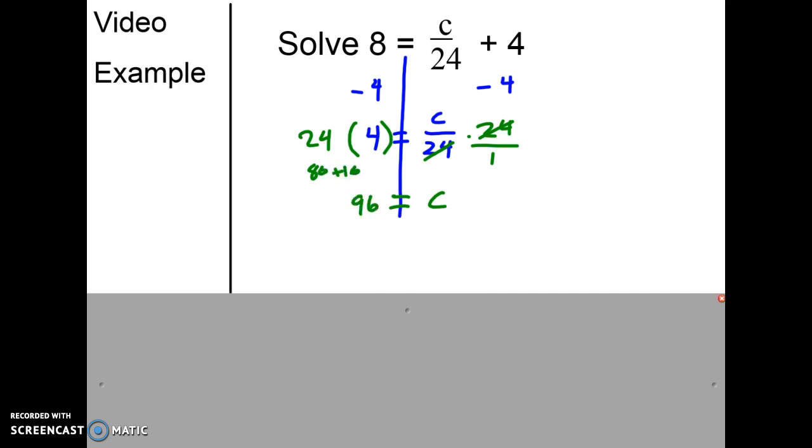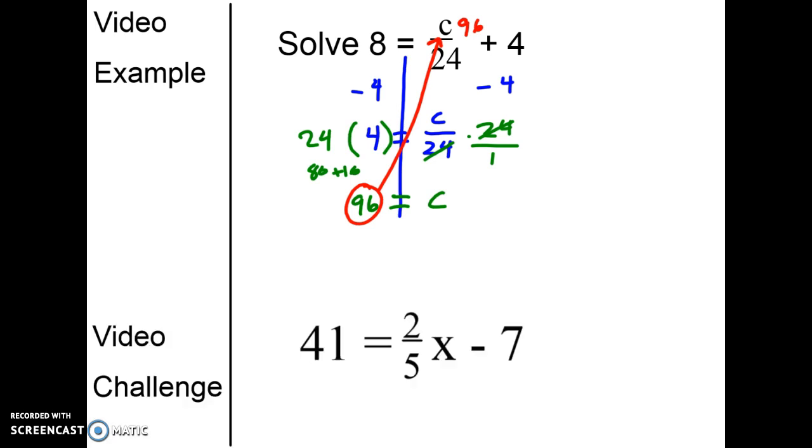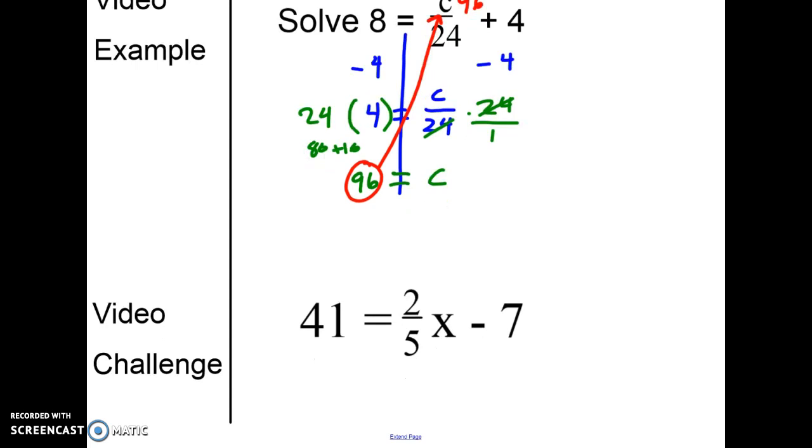And this one you're definitely going to want to make sure you plug in right here. 96. So 24 goes into 96. If you need to use your calculator, that'd probably be an appropriate spot to do that. 24 goes into 96 4 times, and then we add the 4 there to get 8, which is the same thing on the other side. So this problem down at the bottom of the slide is a challenge for you. What I would like you to do is pause the video right now and see if you can do this one on your own.